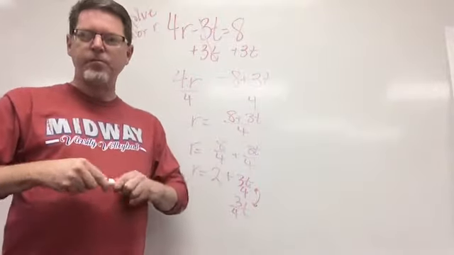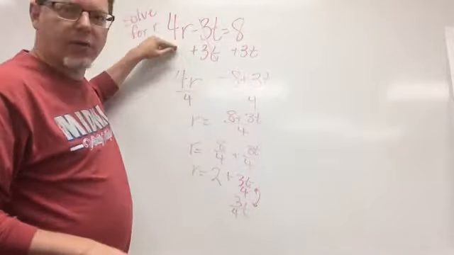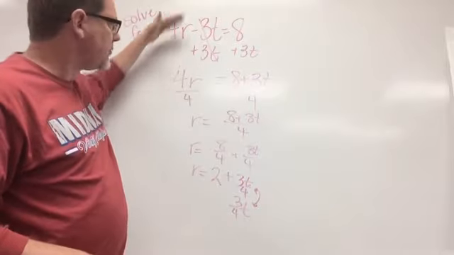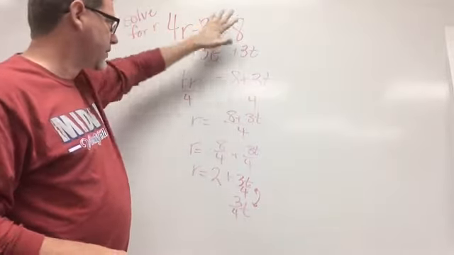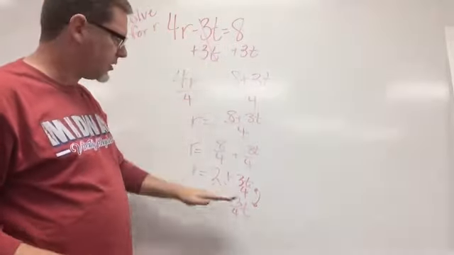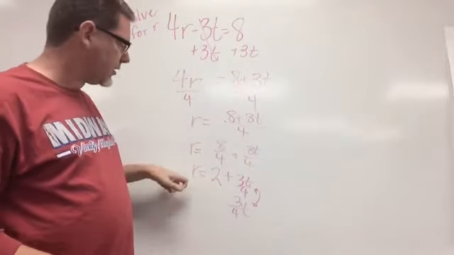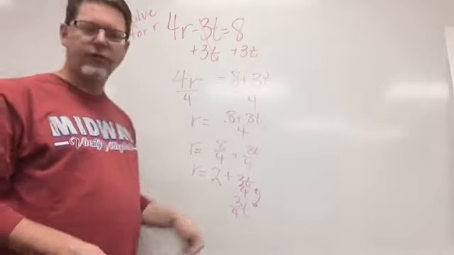So again, I figured out what I needed to solve for, and then I used the steps to get rid of everything else, so I ended up with just r. And in this case, r equals 2 plus 3/4 t.